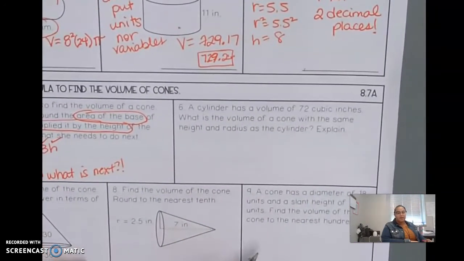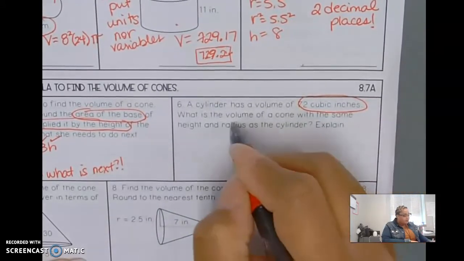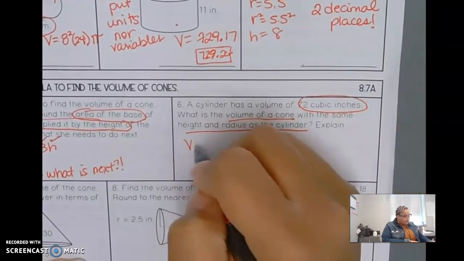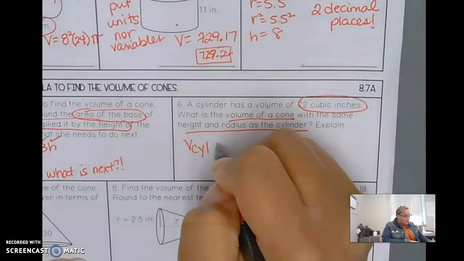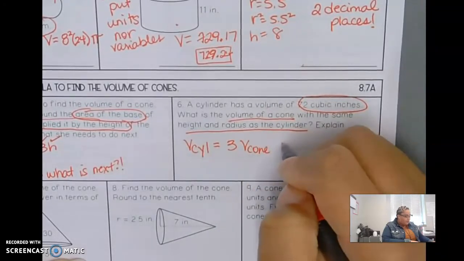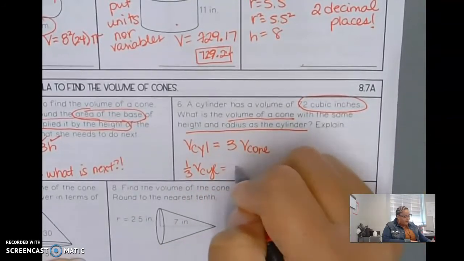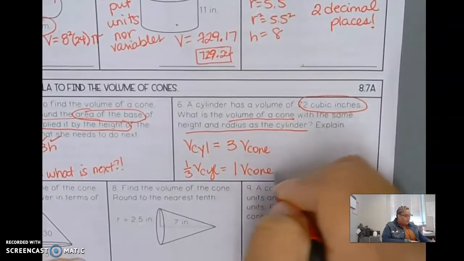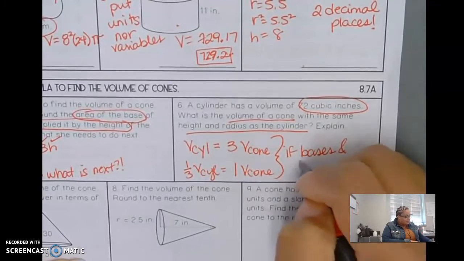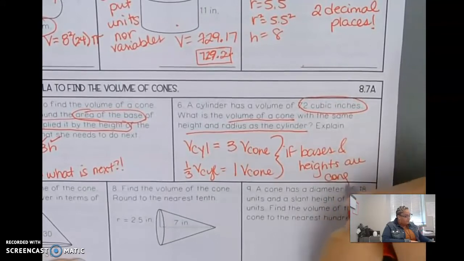Number 6. A cylinder has a volume of 72 cubic inches. So they're giving you V here. What is the volume of a cone with the same height and radius as the cylinder? Keep in mind that the volume of a cylinder is equal to 3 times the volume of a cone, and 1/3 of the volume of a cylinder equals the volume of a cone if bases and heights are congruent.